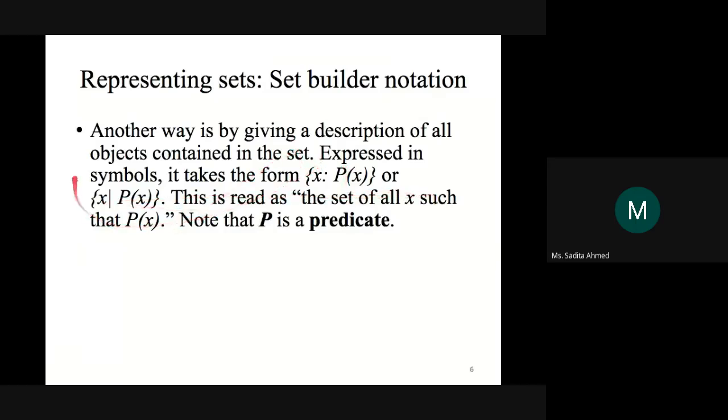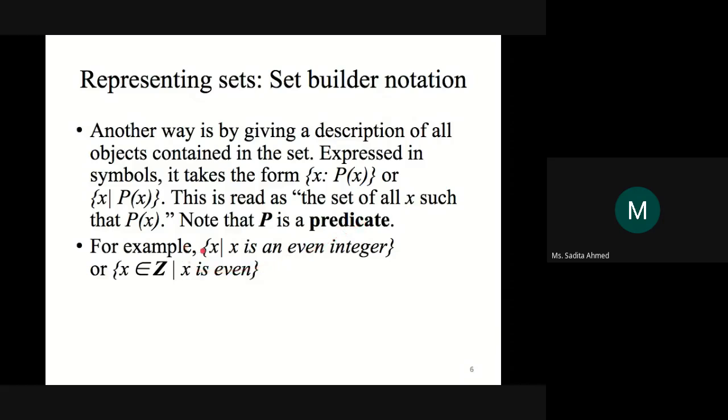You can either use a colon or use this vertical line or vertical partition, whichever. Either one of these two notations is used to separate the variable that represents the elements from the predicate. What it means is that this variable represents all elements of the set such that P(x), such that the predicate, that is the characteristics, are fulfilled. All elements which have the characteristic stated in the predicate will be a member of this set.